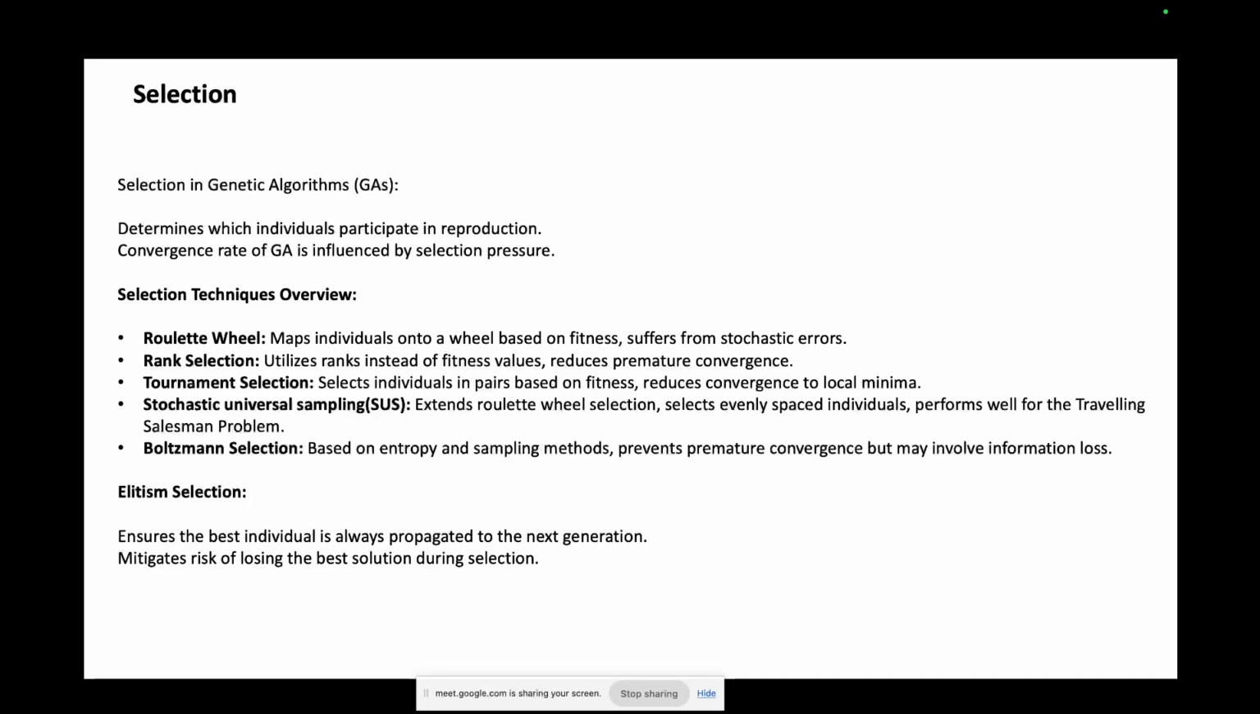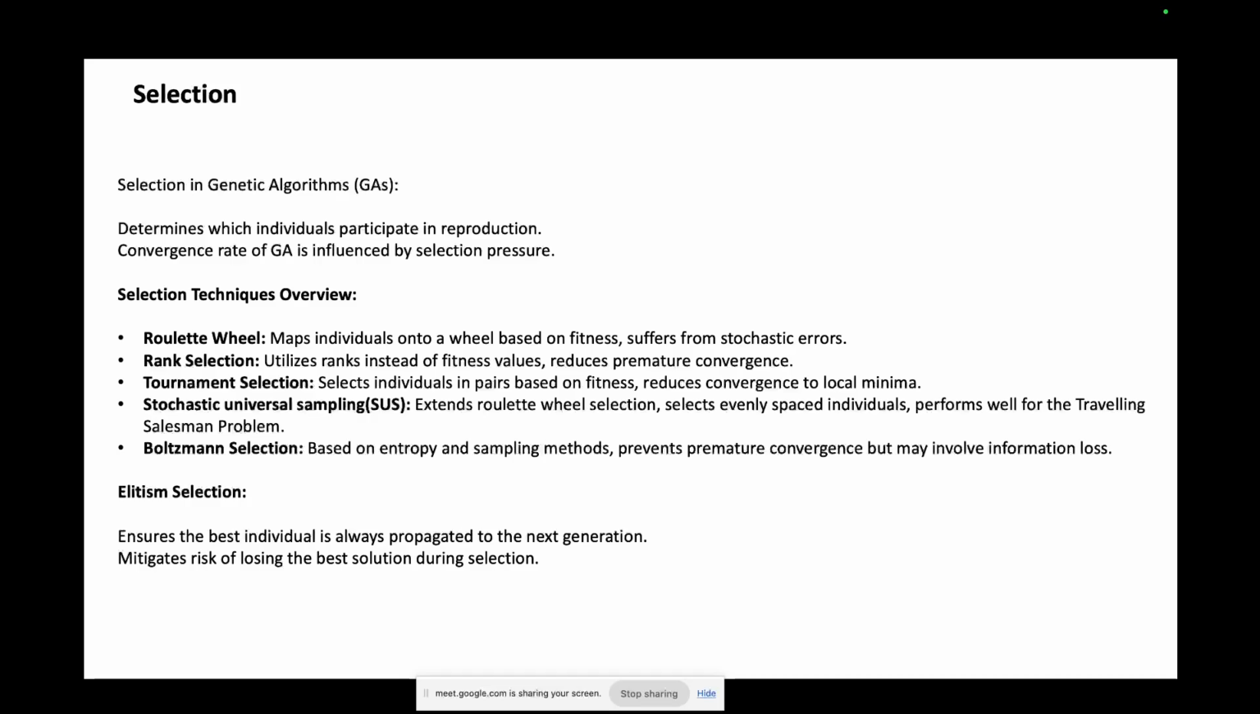Selection determines which individuals participate in reproduction, and the convergence rate of the genetic algorithm is influenced by this selection pressure. So how do you select which chromosomes go into the next round for the next offspring, and which don't? It can be completely random, like a roulette wheel. You spin, and the point where it stops, you use that as a selection criteria. It maps individuals onto a wheel based on fitness. It's not completely random, so there's an element of fitness associated with it, but some randomness is also associated because it's a roulette wheel. But it suffers from stochastic errors. It's not the best mechanism, but it's quite a simple mechanism.